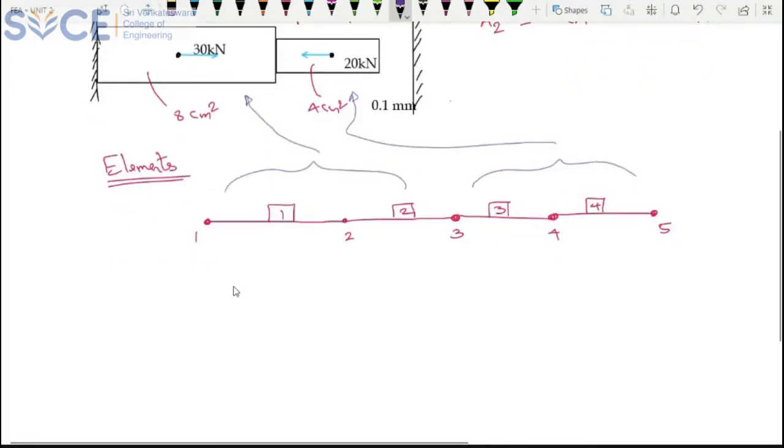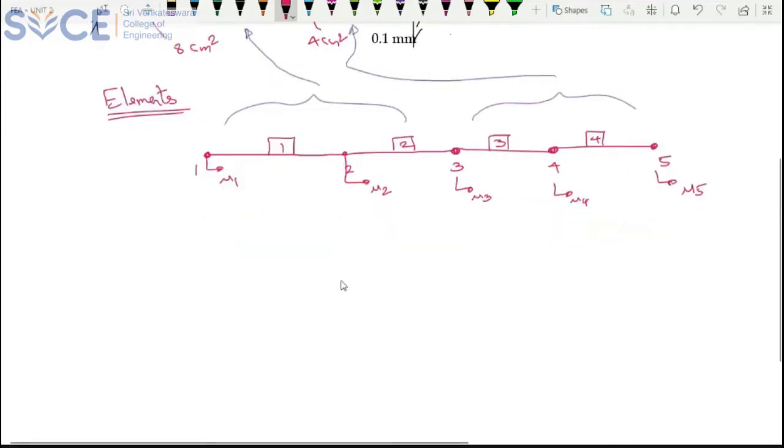Each node has a displacement, u1, u2, u3, u4, and u5, corresponding to the forces F1, F2, F3, F4, and F5. Now we will identify the stiffness matrix for each element separately, and we'll proceed one by one.